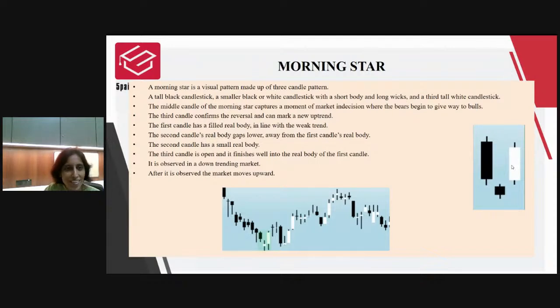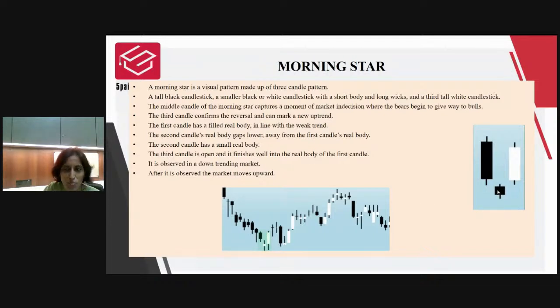And that is why the name morning star. Alright, so a morning star is a visual pattern again made up of three candles, 1, 2, and 3: a tall black candlestick, a smaller black or white candlestick, so this can either be black or white, or so to say a red or a green candlestick with a short real body and long wicks, and the third a tall white candlestick.